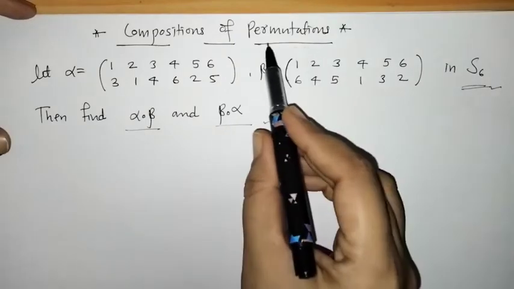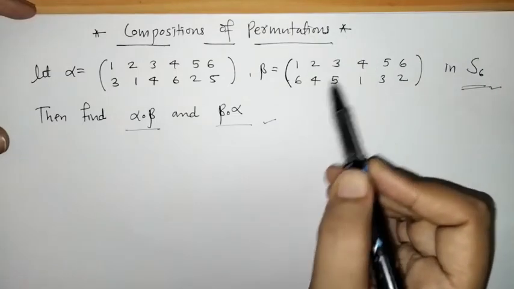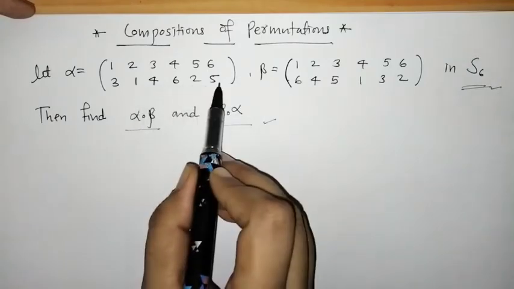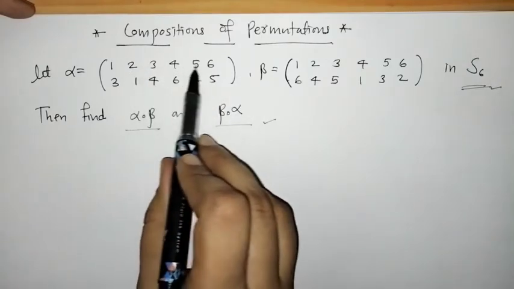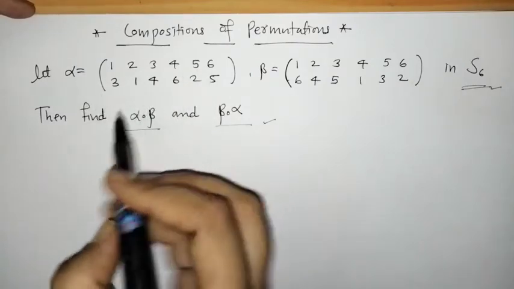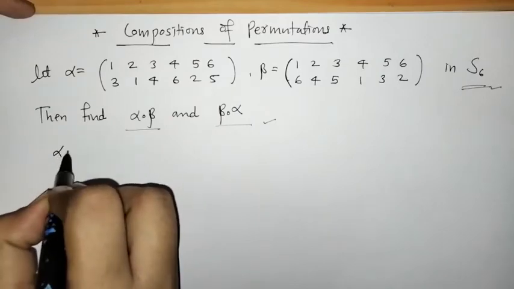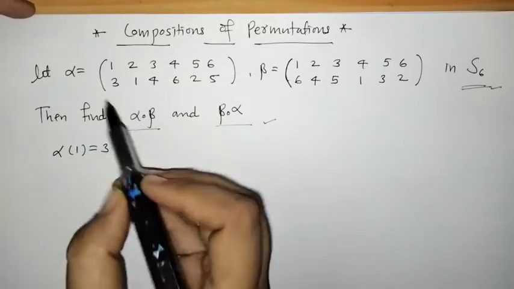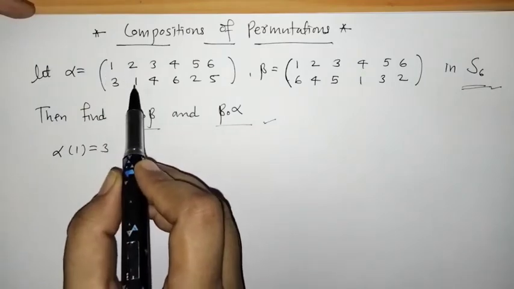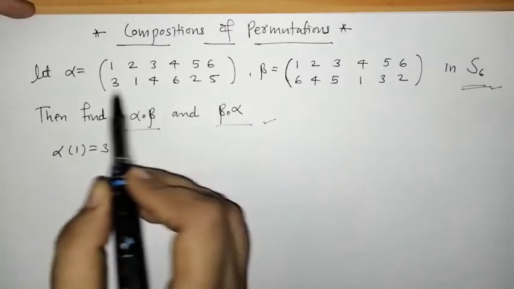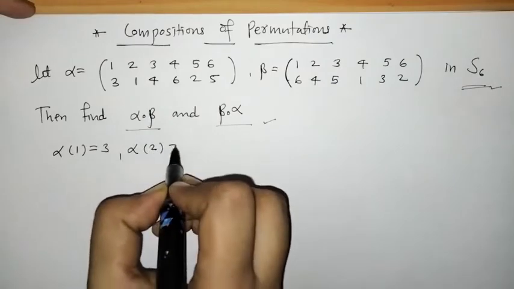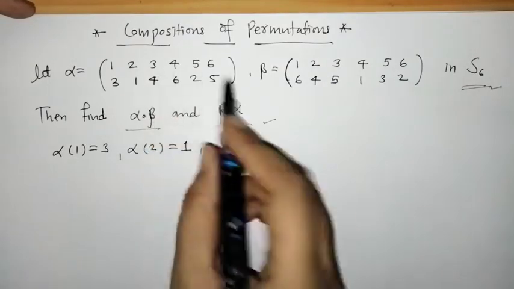Now we know that a permutation is a bijective function which maps a set to itself. That means the second row elements are the images of the first row elements. So for this permutation alpha, we can write alpha of 1 is equal to 3. That means the first element 1 maps to 3. Similarly, 2 maps to 1, 3 maps to 4 and so on for this permutation alpha. So we can write alpha of 2 is equal to 1 and so on.